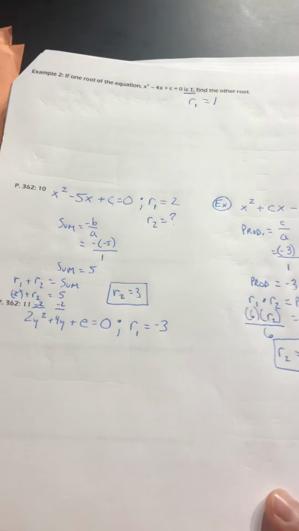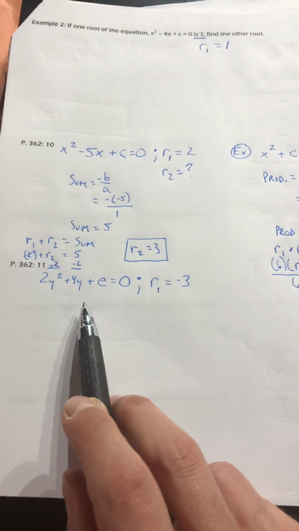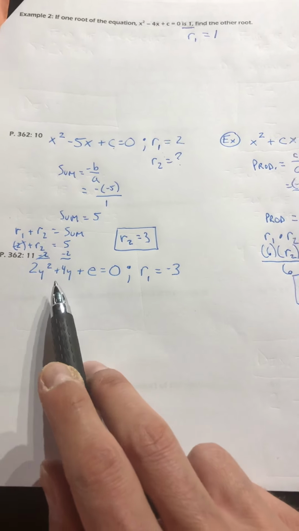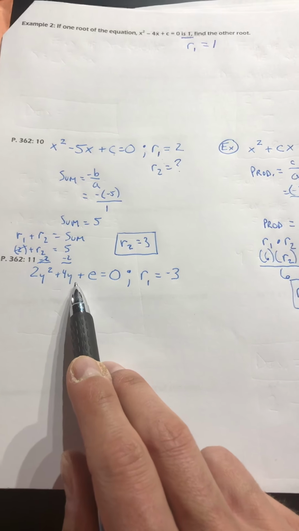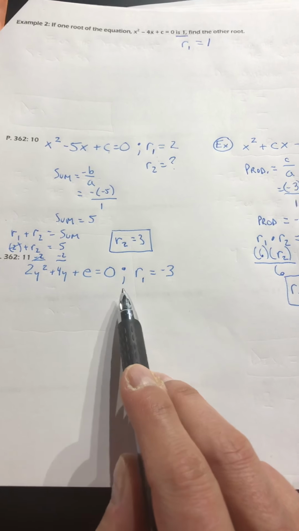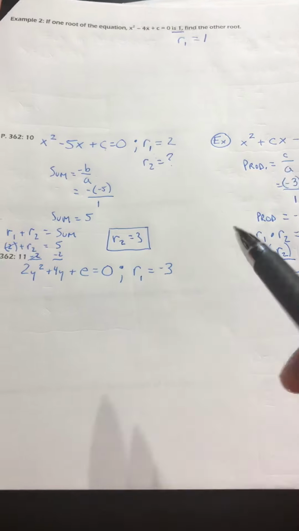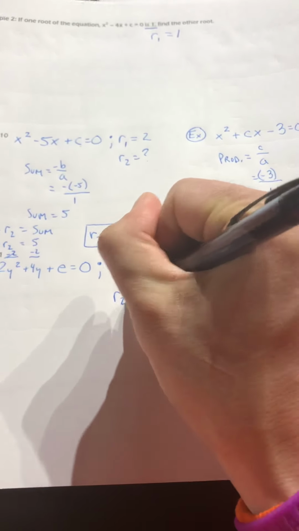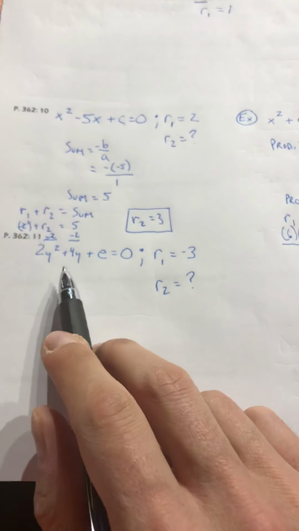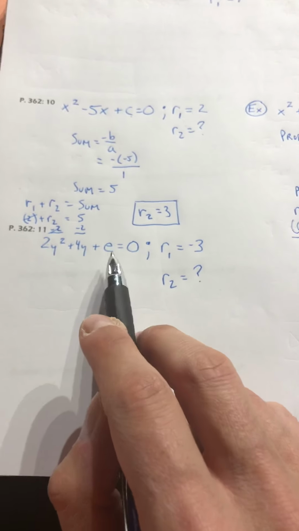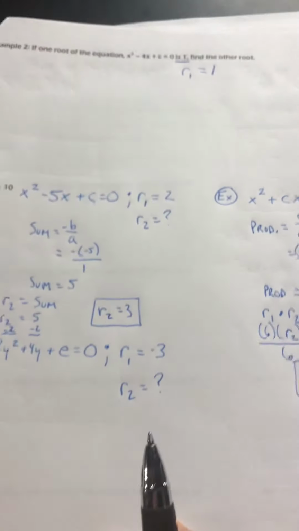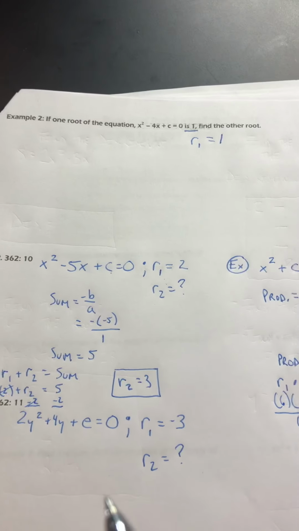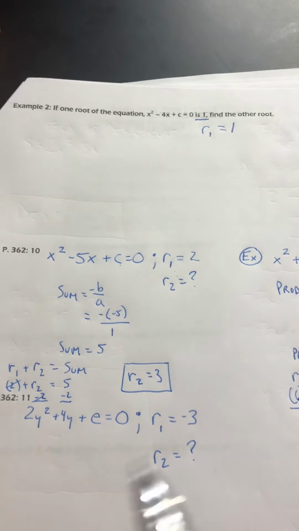You are going to do this example down here, page 362, number 11: 2y squared plus 4y plus e is equal to 0. You are given root 1, and you have to find, once again, root 2. Take a look. This one you're going to be using the sum because they do not give you a c value. Looking up at the top, you can do that one the same way.